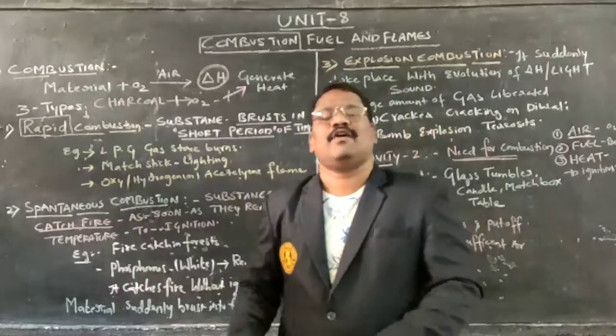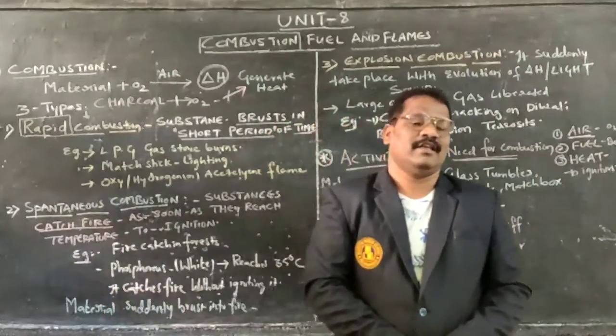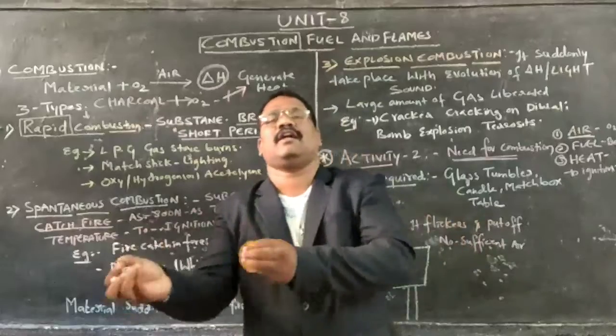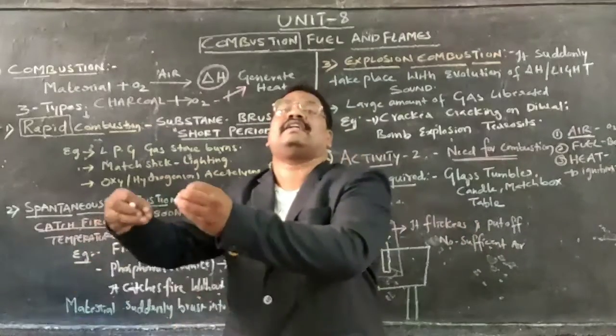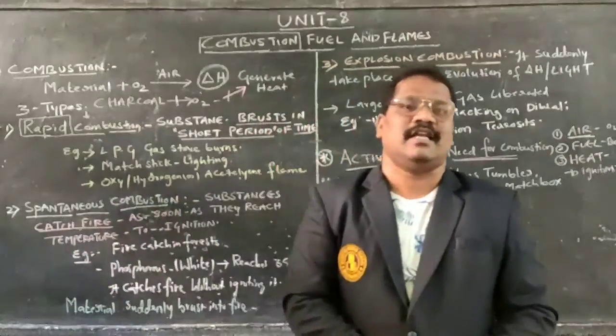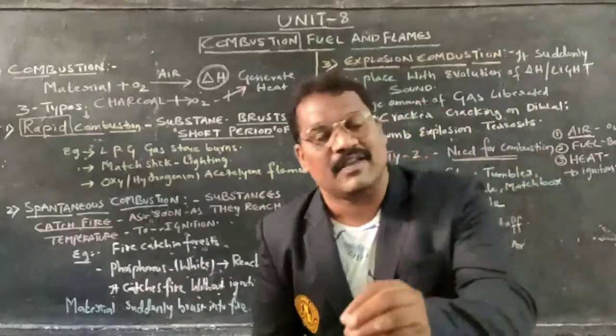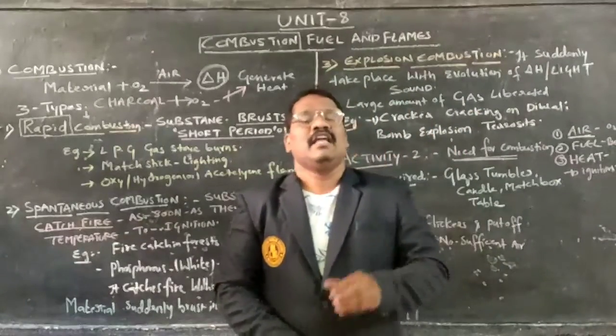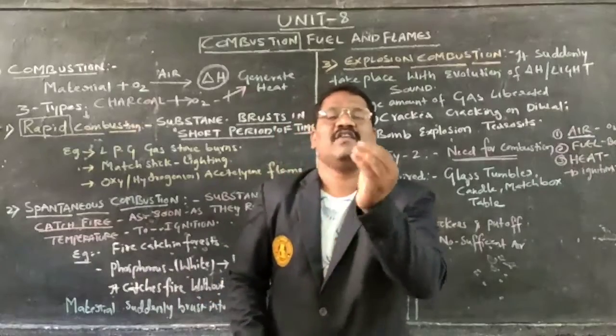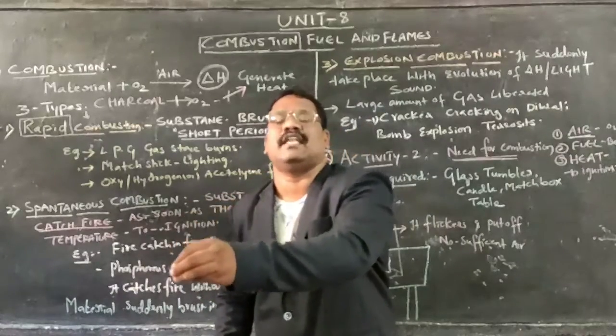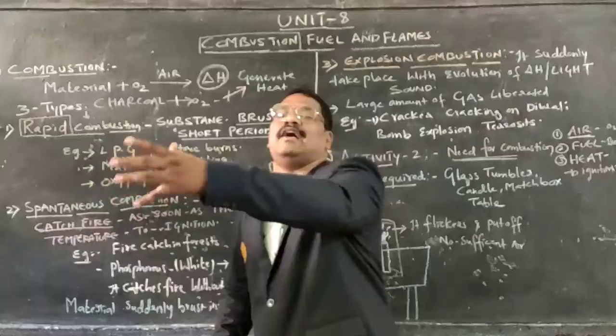Not only that, if I take white phosphorus outside and keep it at a temperature of 35 degrees centigrade, how many degrees centigrade? 35 degrees centigrade. That means if it reaches 35 degrees centigrade, it ignites fire.